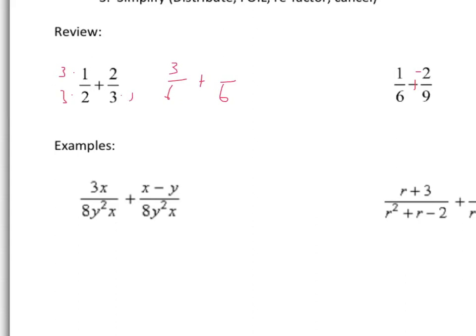Second fraction, I'd multiply by 2, top and bottom, and we get 4. Once you have a common denominator, it stays the same. We add the numerators now, and we get 7. And even though it's improper, that's good enough.